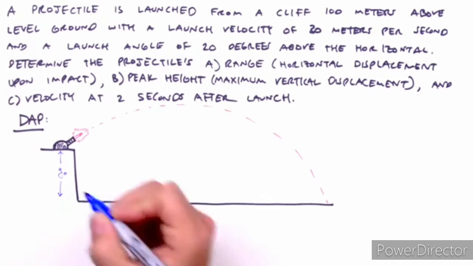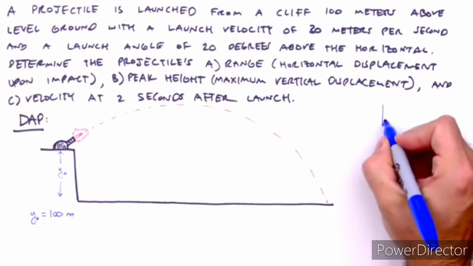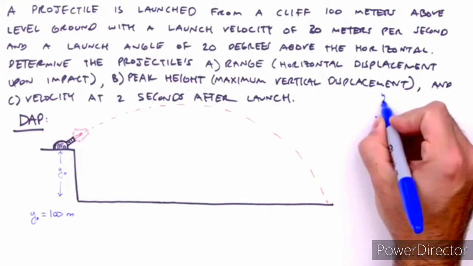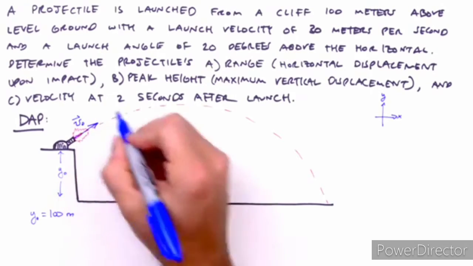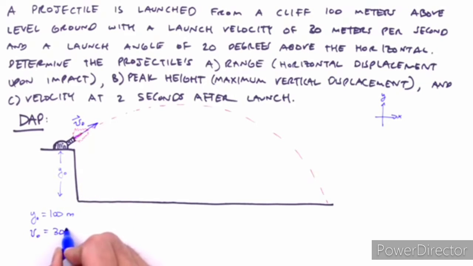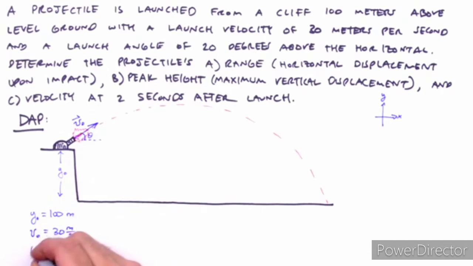To start, we're given the height of the cliff, which is to say the initial vertical displacement. And that's 100 meters. Of course, we've already implied our coordinate system, but we need to be explicit and include it on our drawing. Next, we're given the magnitude of the launch velocity, the initial speed of our projectile: 30 meters per second. We're also given the direction of the launch velocity, so we'll label the angle between the velocity vector and the horizontal as theta, and theta is equal to 20 degrees. So there are some of our knowns. There are a few more that are implied, and we'll address them shortly.